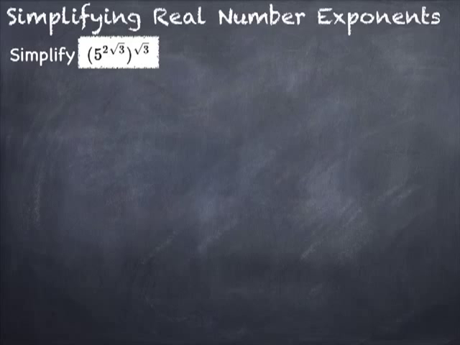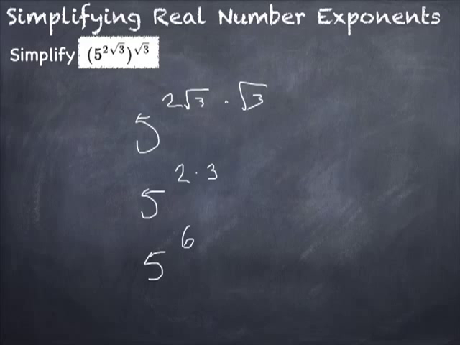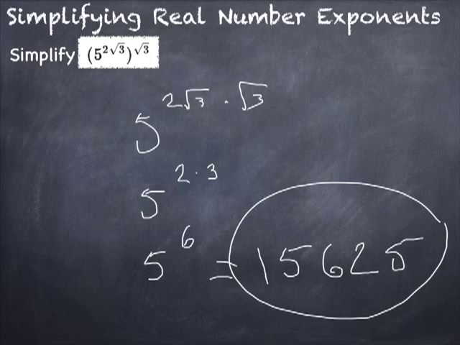Here we've got power to a power, so what we're going to do is take 5 to the 2/3, 2 square root of 3, and multiply it by the square root of 3. Well, the square root of 3 times the square root of 3 is 3, so we've got 5 to the 2 times 3 power, which is 5 to the 6th power. 5 to the 6th power, if you're wondering, is 15,625. There becomes our simplified form.